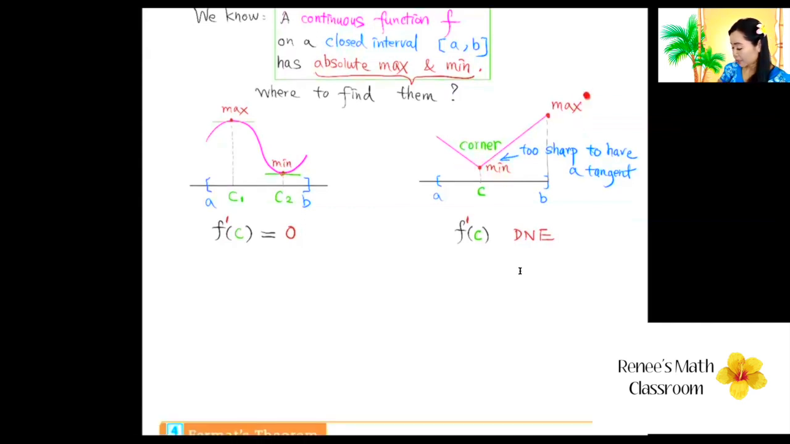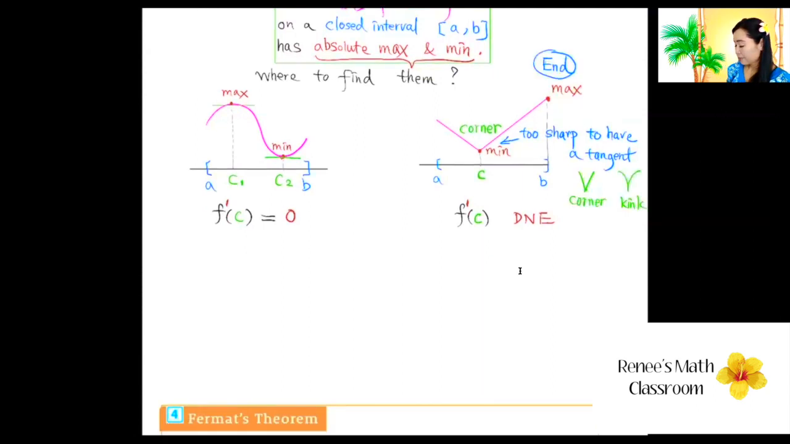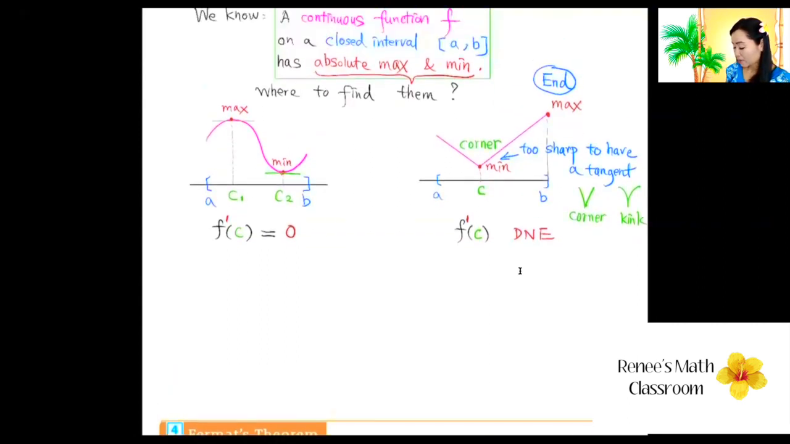Now what about over here? This is the absolute maximum, but it is at the endpoint. Remember before we talked about when you have a corner or a kink, it will be too sharp to have a tangent. So the derivative will not exist at this corner or this kink over here. Okay, so that will give us some idea. We can start looking for absolute maximum and absolute minimum at the places where the first derivative equals 0, or the first derivative does not exist, or at the endpoint.